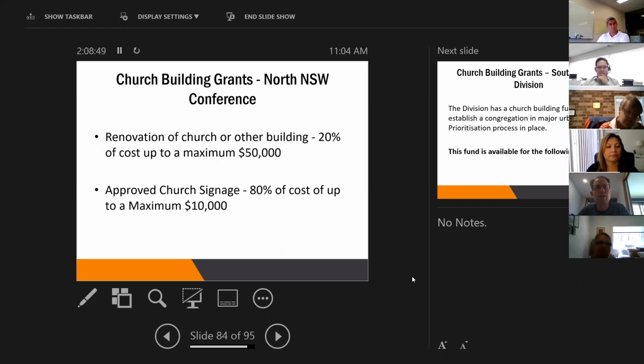This one's a renovation, if you like, a major refurbishment of the church. Again, this is rather common. Every month we would be processing applications for this. 20% of the cost, again, the conference can provide up to a maximum grant of $50,000. And this is a great way to supplement your existing fundraising, maybe just get that project over the line so you can get it done in a timely manner.